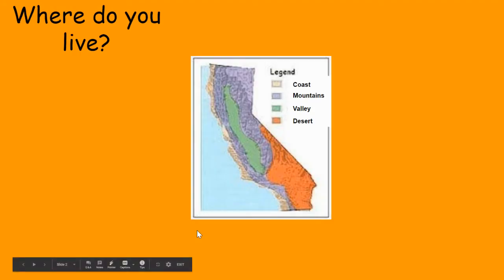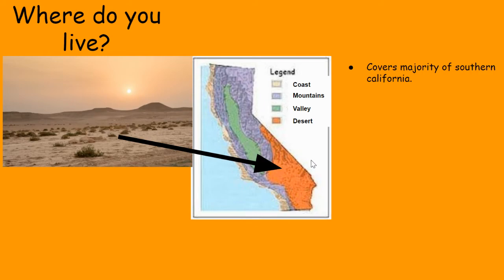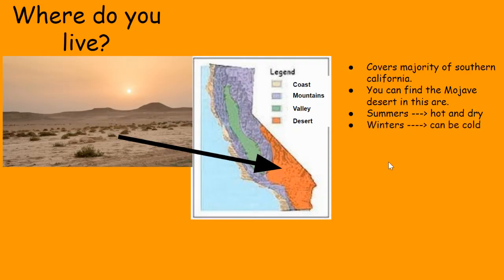So the first one is the desert. The desert covers the majority of Southern California, which is this orange area. You can find the Mojave Desert in this area. Sorry guys, I forgot the A here. The summers are hot and dry, and the winters can be cold.